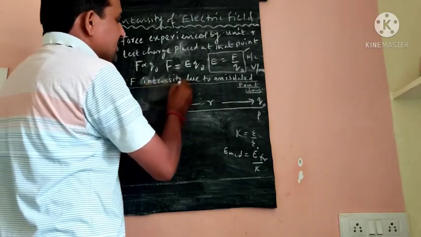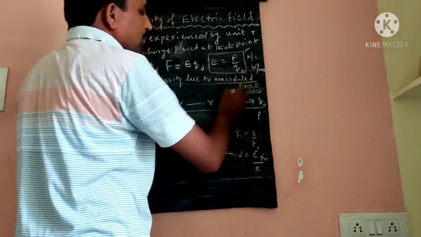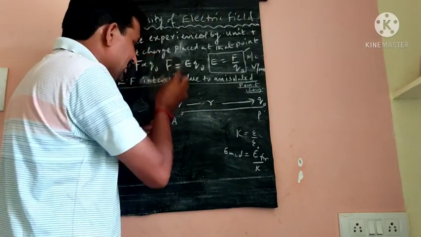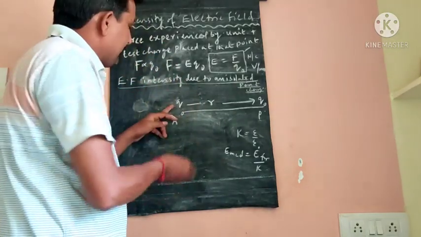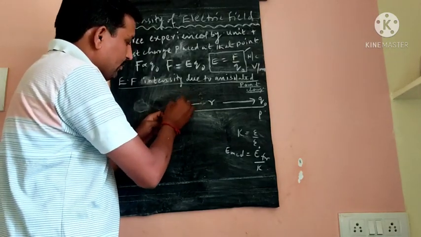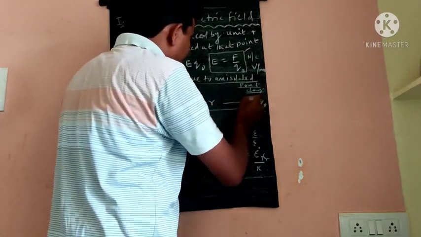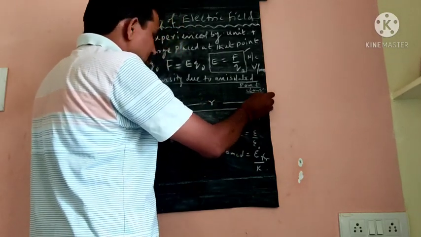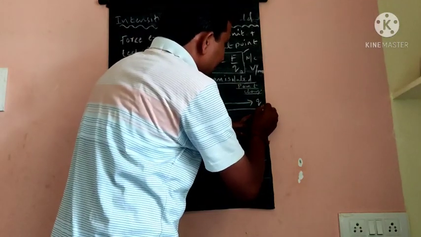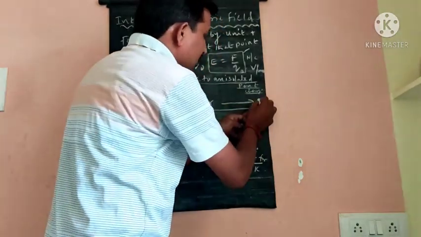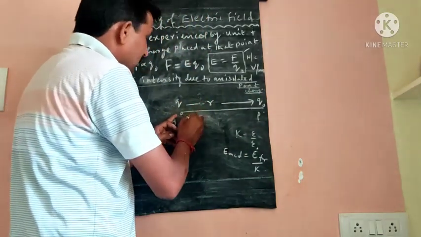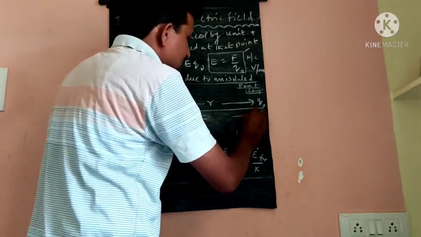Now, electric field intensity due to an isolated point charge. Let us consider point A. At point A, we consider one isolated positive charge Q. This positive charge influences some area up to P. The area is said to be electric field. In that electric field, we consider another stationary charge, Q naught. The distance between these two charges is R. The force acting between these two charges is F.